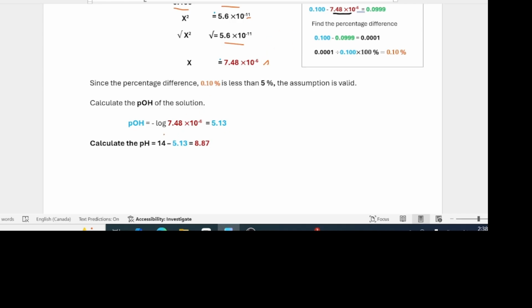So we can do a negative log of that to find its pOH, which turns out to be equal to 5.13. Of course, pH will be equal to 14 minus pOH, and it so happens that the pH is equal to 8.87. Why is it like that? It's a basic solution, therefore you expect its pH to be higher than 7.